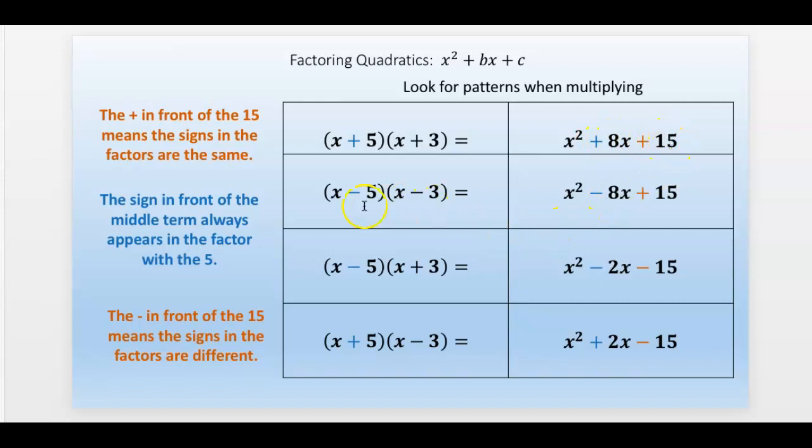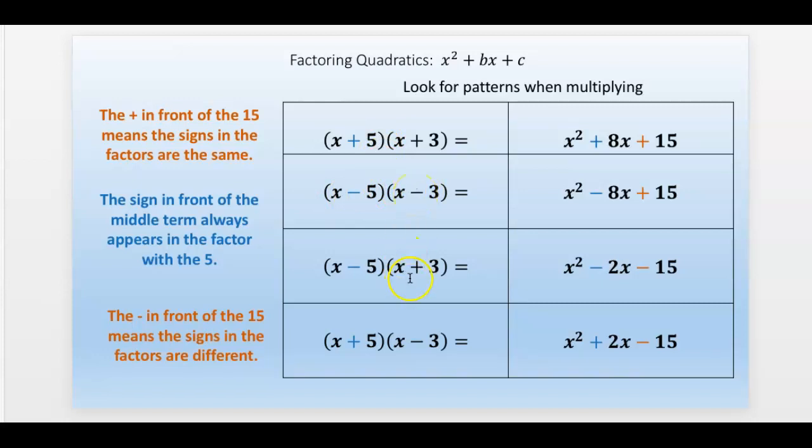The second one here, both these signs are minus. So when I multiply 2 negatives together, negative 5 and negative 3, I get a positive 15. But when I add negative 5 plus negative 3, I get negative 8. So if you notice something, the sign in front of the 15, when it's positive, plus, that means the signs in our factors are the same. The 2 signs in the factors are the same.